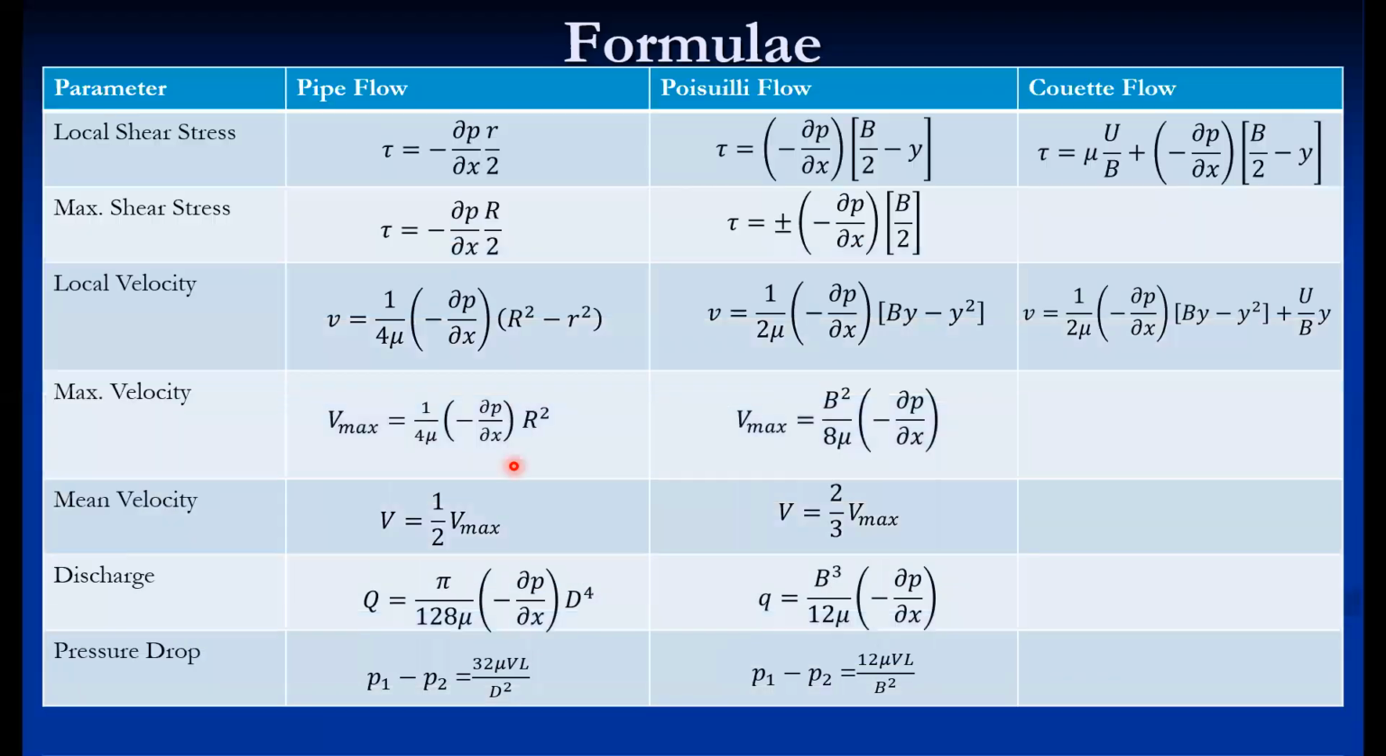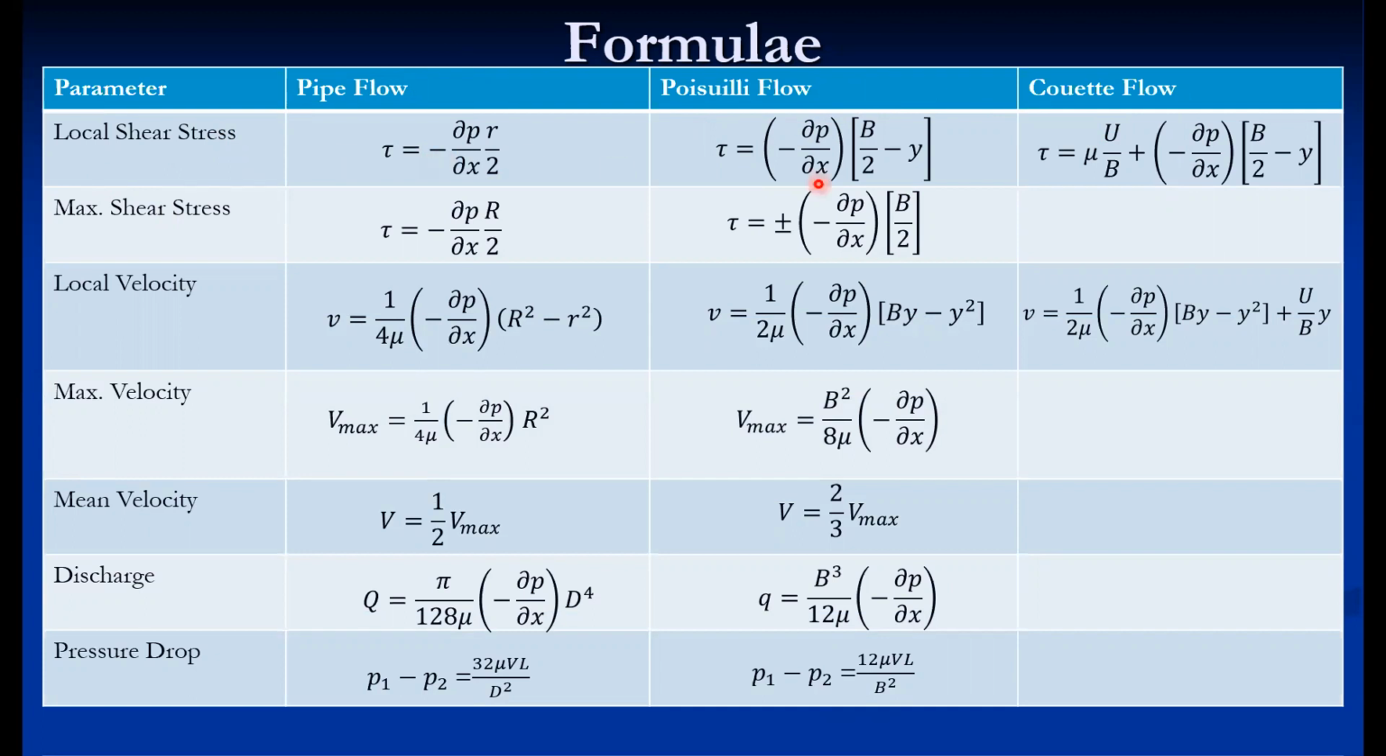In order to solve the numericals, we have to memorize these expressions logically. So these are the parameters we have to memorize for solving various numericals. And these are the three cases, that is pipe flow, Poiseuille flow, that is flow between fixed parallel plates, and the Couette flow.